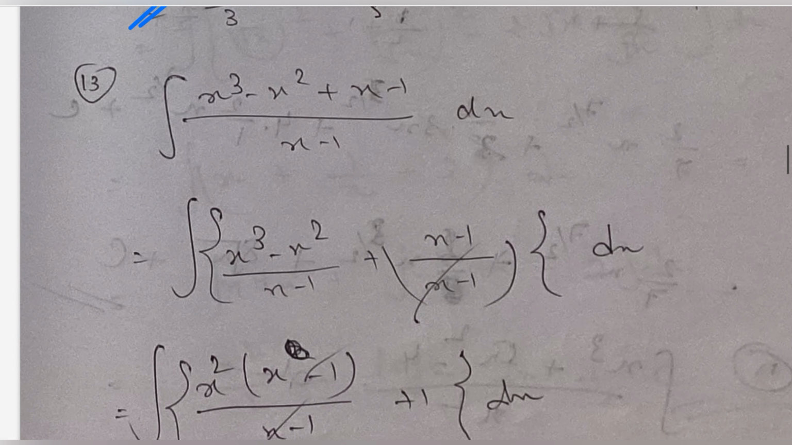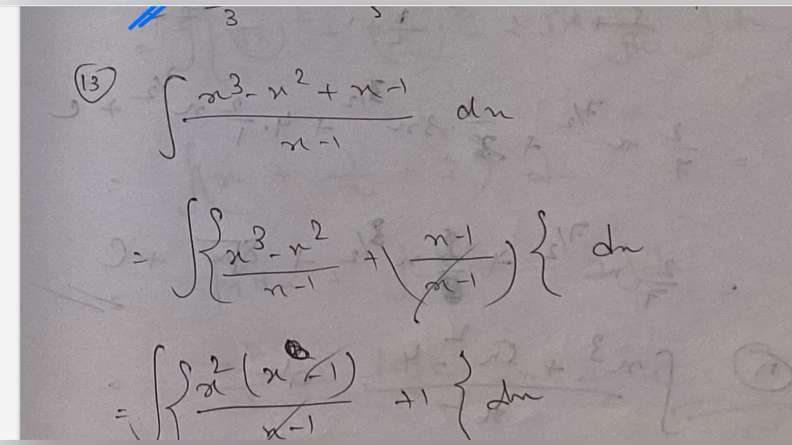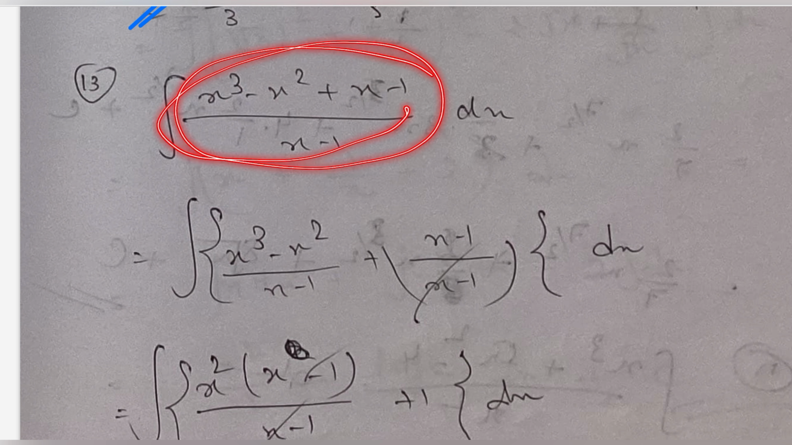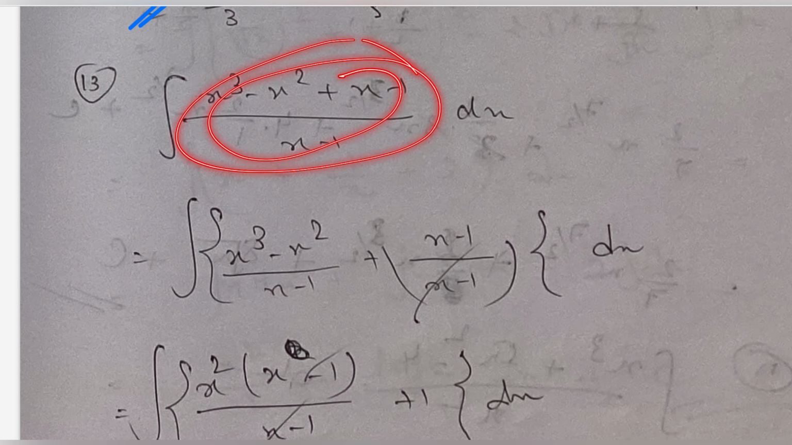Question number 13 I will teach you. Question number 13 is a little bit different, so I will just show you how to solve it. So this is x cube minus x square plus x minus 1, divided by x minus 1. Here again you don't have any formula for integration of a u by v function, so you will simplify this whole expression and then you can do integration.